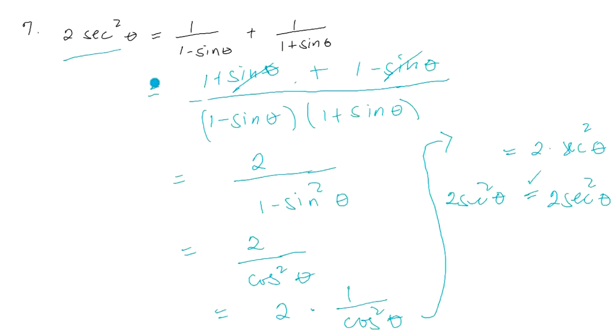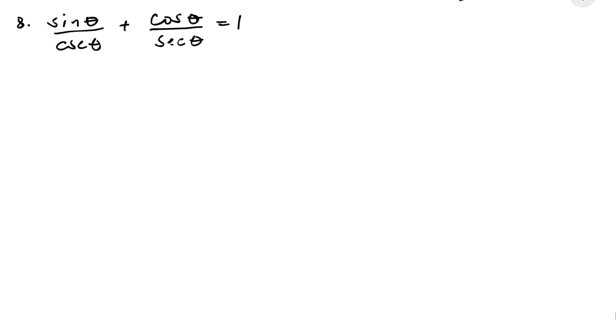proven the problem. Number 8, we have sine theta over cosecant theta plus cosine theta over secant theta equals 1. So, in this case, we have the left hand of the equation is complicated, unlike in the right side. So, ito ang i-modify natin in this problem. So, start tayo. Since ito, ang sine natin, since sine naman na siya, simply copy lang natin.